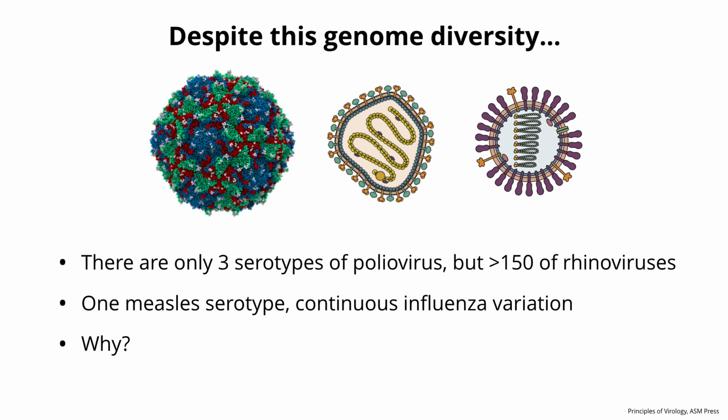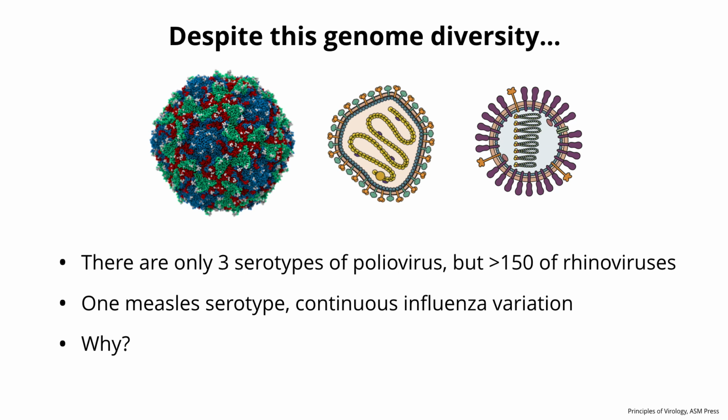You should be getting a sense now that we have a lot of interesting genome diversity out there, but still, for some viruses, it's limited. 3 serotypes of polio, lots of serotypes of rhino, but 1 measles serotype, continuous influenza variation. Why do we have these differences? Why does flu vary so much and measles does not?